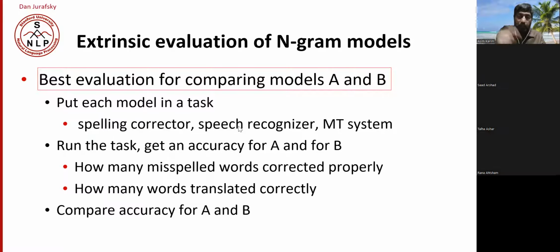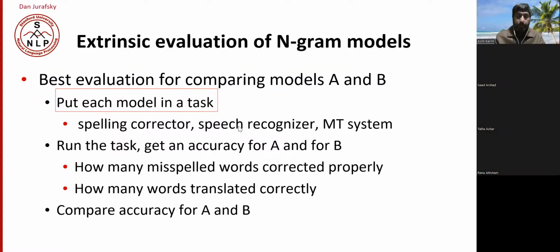And by varying the different language models that you have, you find out the language model which is better based on the accuracy of your application. So let's say, as I said, you have spell correction and you have two language models A and B. If A gives you higher accuracy on a spell correction task as compared to B on the same task, then you say that language model A is better. So this is the extrinsic approach.